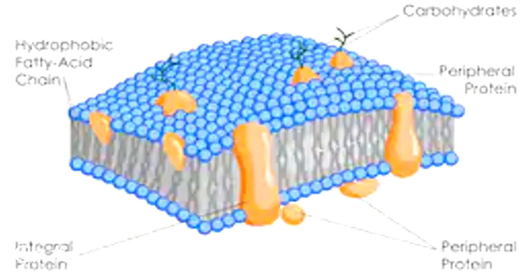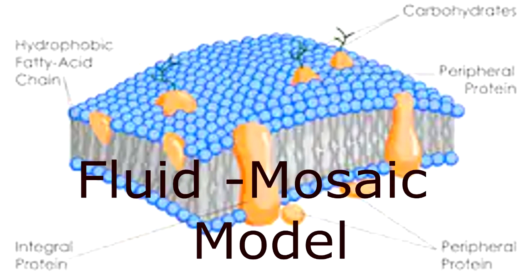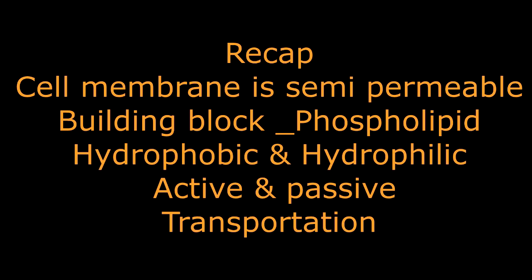In this diagram, you can see some additional structures that are present on the upper side of the cell membrane. These are made up of carbohydrates, and sometimes they are also made up of proteins, and they have different functions. This complex structure of cell membrane is named the fluid mosaic model.